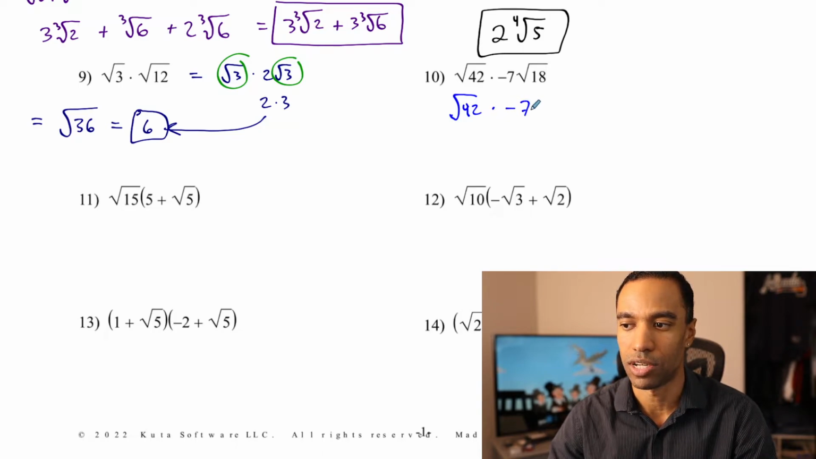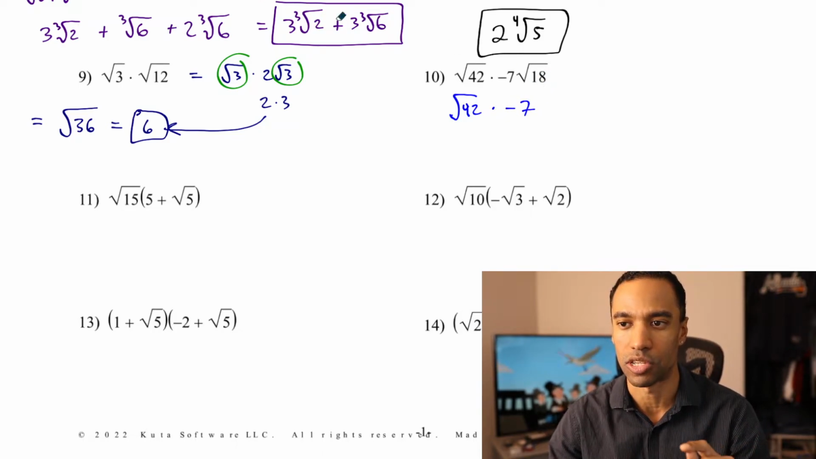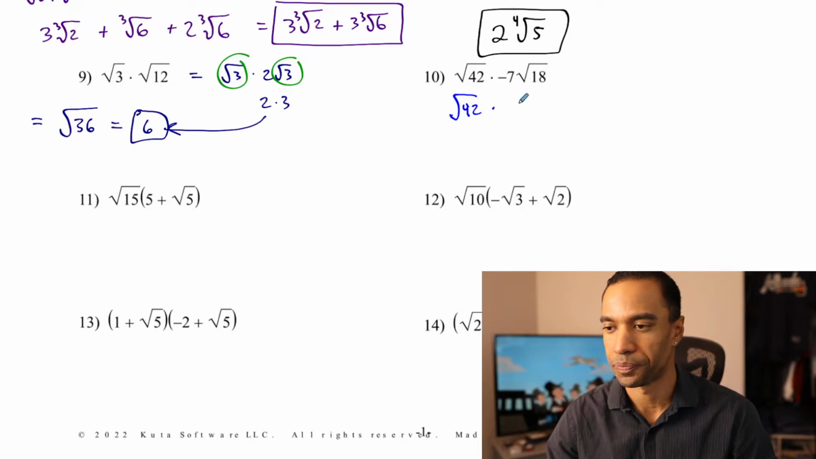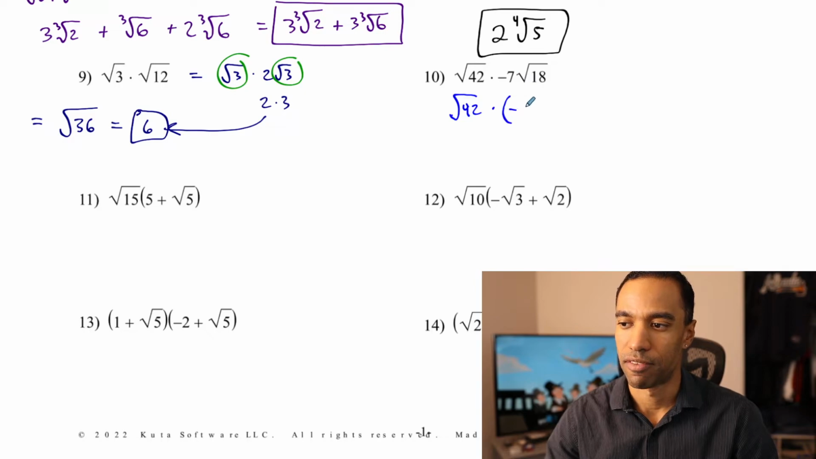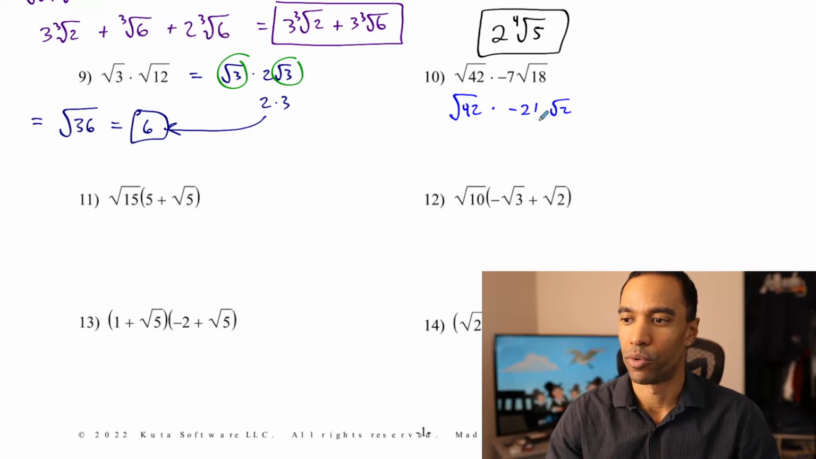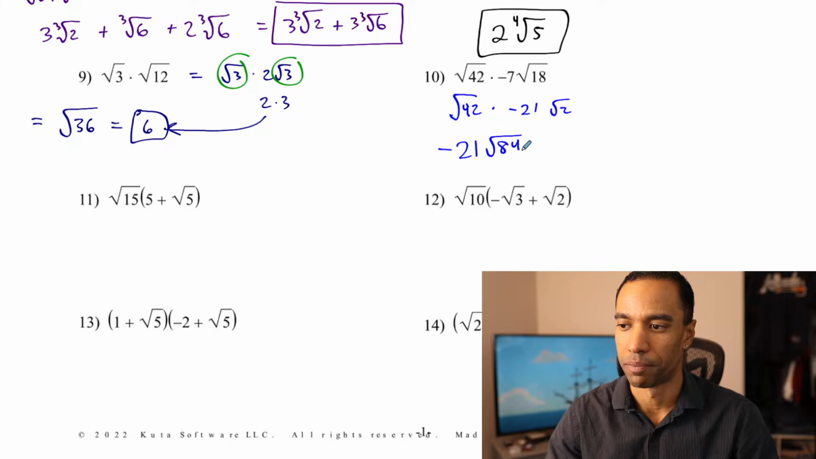Negative 7 is still as it is, but the square root of 18 is root 9 times root 2, so 3 root 2. 3 times negative 7 is negative 21, and this is times root 2 like that. I don't know why I put parentheses. That is probably worsening it because of the negative. All right, root 42 can multiply by root 2, and we will get root 84 out of that. So that becomes negative 21 root 84.